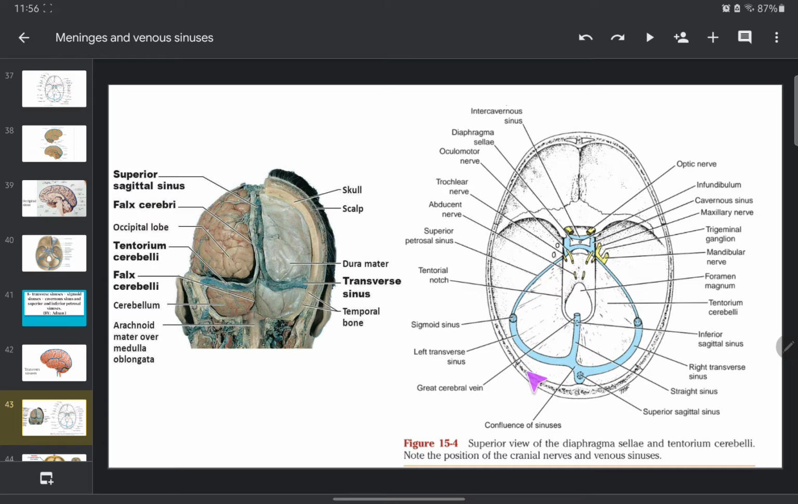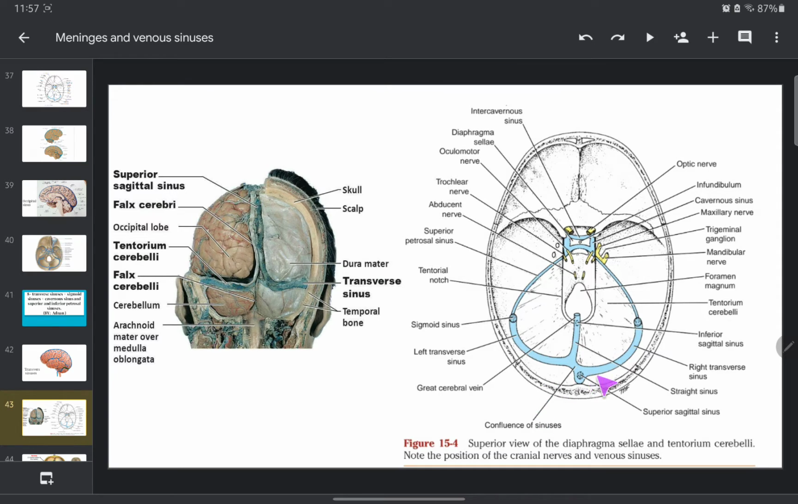Now, what is the location of the transverse sinus? The transverse sinus runs along the margins here of the occipital bone, and it terminates at the end here, and it descends downward, forming the sigmoid sinus that I'll explain in a few minutes. Now, what is the course?